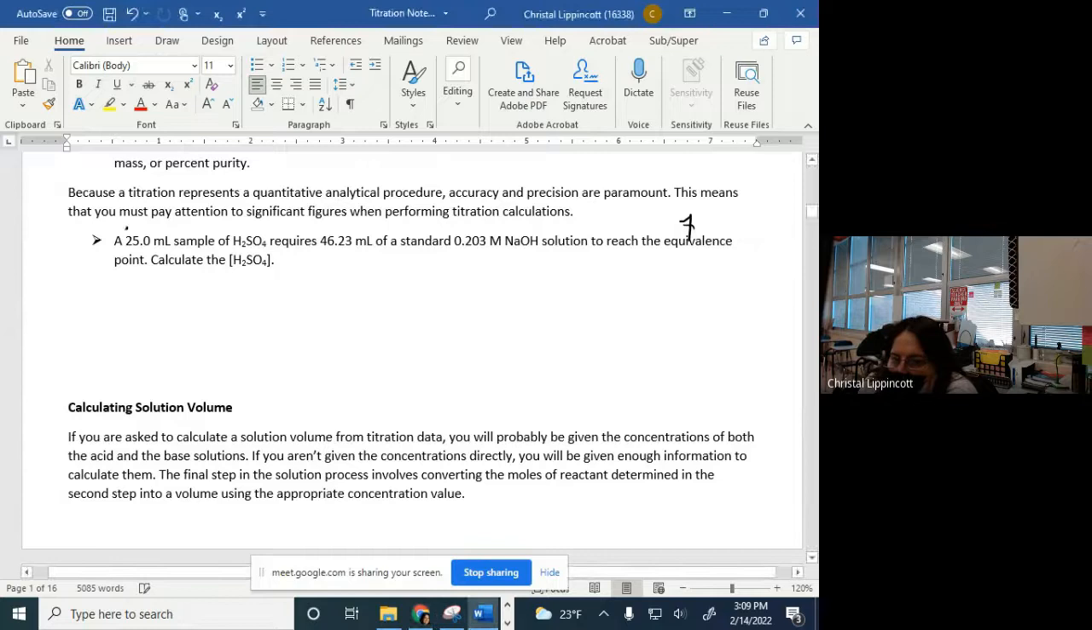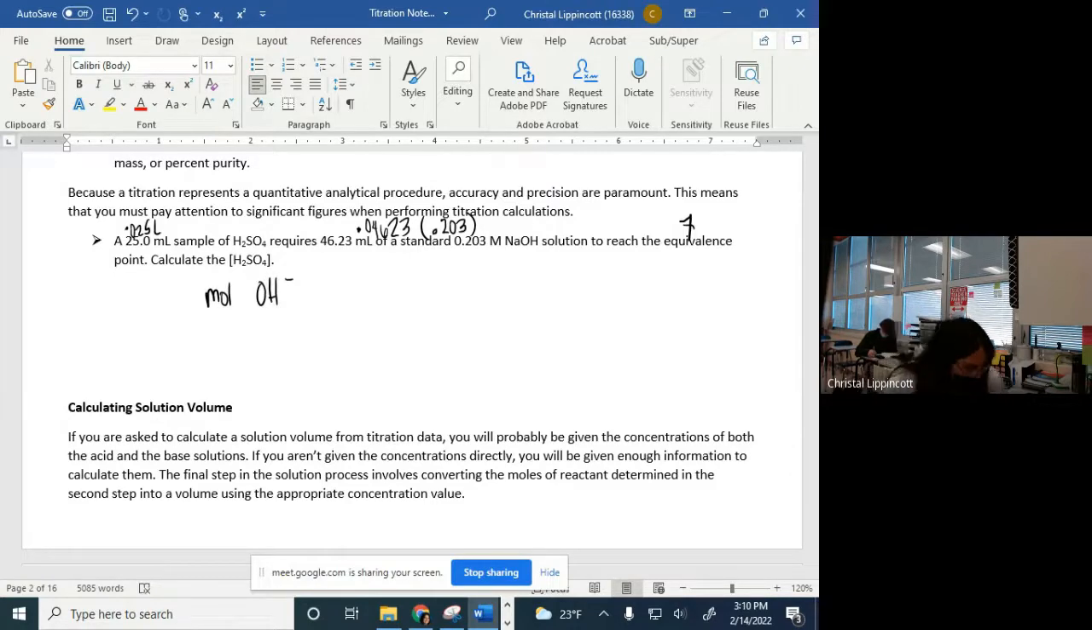So this is going to be 0.025 liters. I'm going to multiply that by, wait a minute, 0.0462. Yeah. No, I need to do that to this. Hold on. So 0.04623 times 0.203 is going to give me my moles of OH minus. Okay. So that's going to be 0.00938.